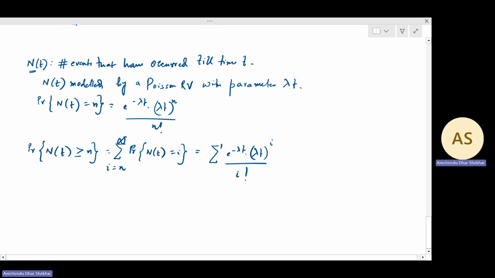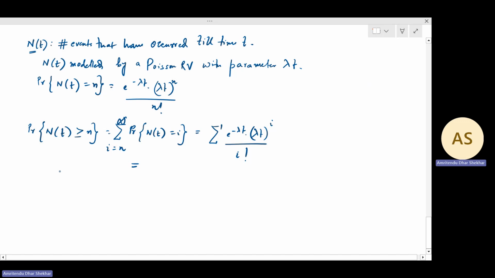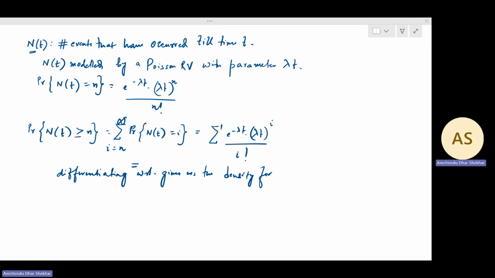And it can be shown, not a difficult exercise, that if we differentiate this expression with respect to time t, it gives us the density for the gamma distribution with parameters n comma lambda.